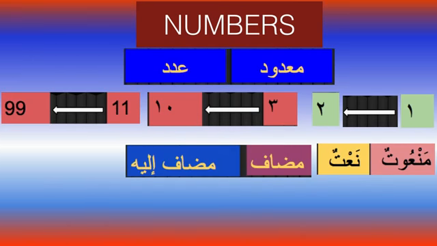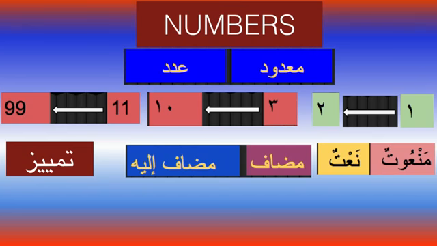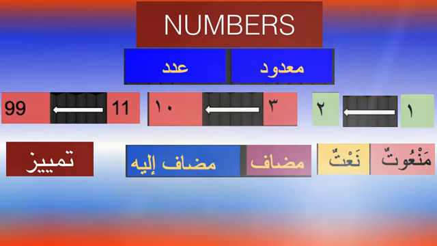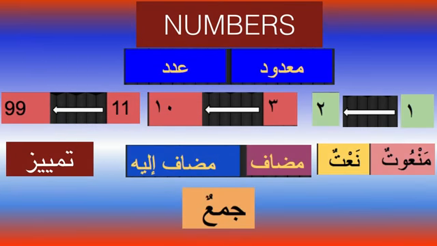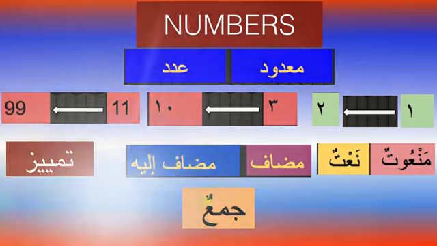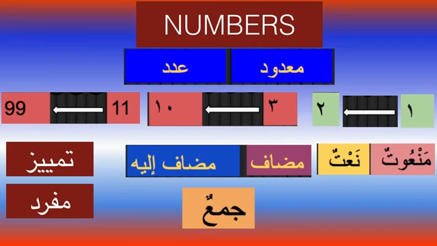And from 11 to 99, the ma'dud comes as a tam'iz. Another characteristic from 3 to 10 is that the thing which is counted is always mentioned in jam'u, whereas from 11 to 99, the ma'dud comes as a mufrad and it will be mansoob, with double tanween fatha.